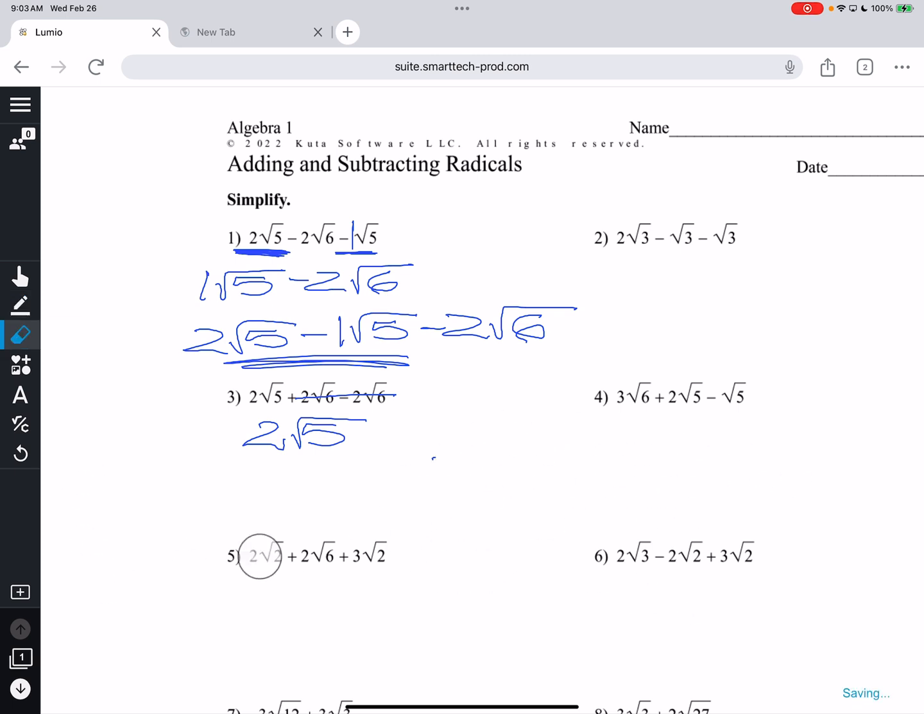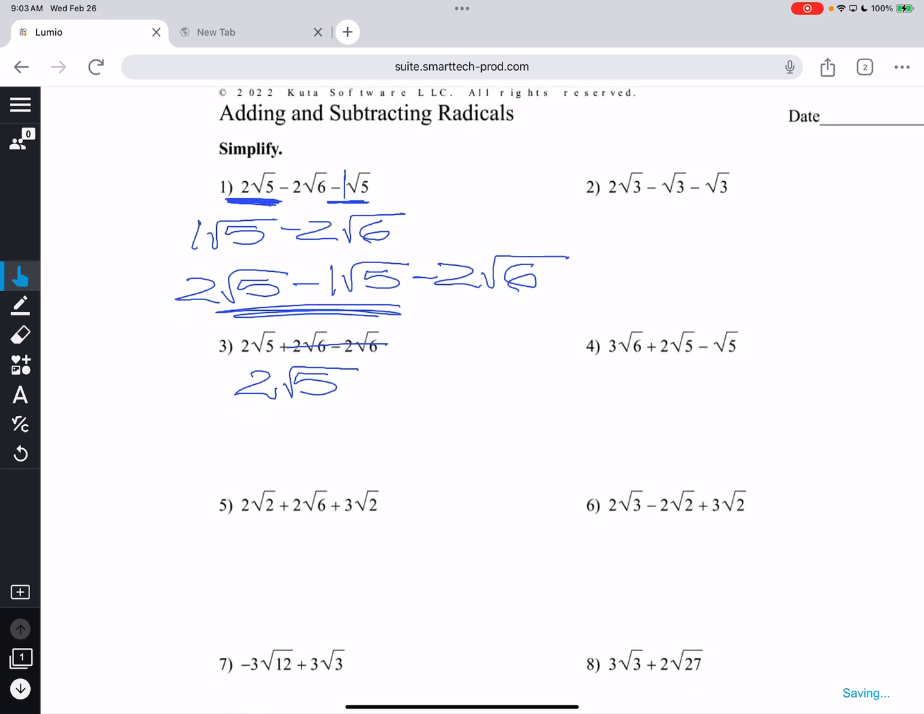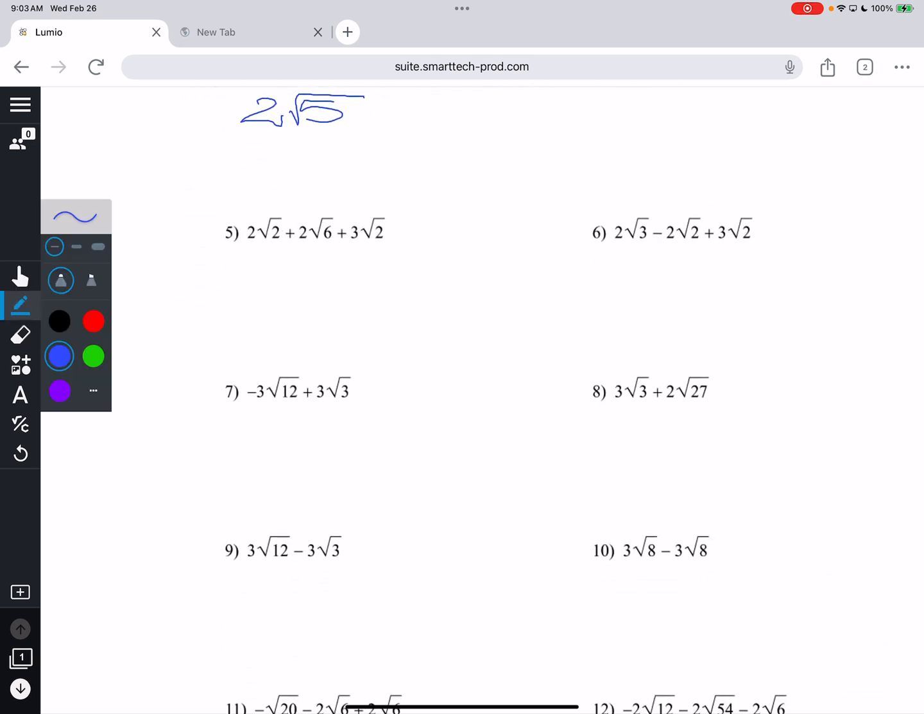All right, so look at number 5. And it never hurts to just underline what's alike and combine that and then see what's left. So what is the answer? What's the first answer part that you have for number 5, Mary Ainsley?